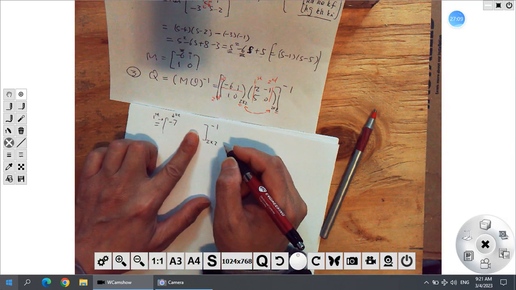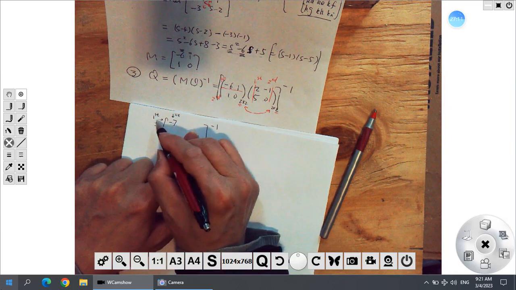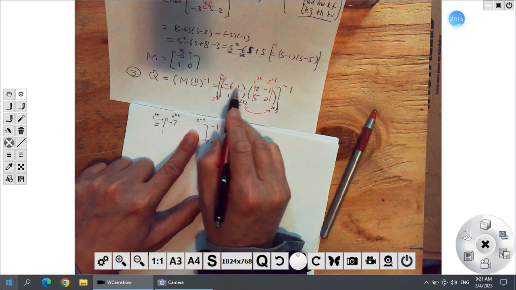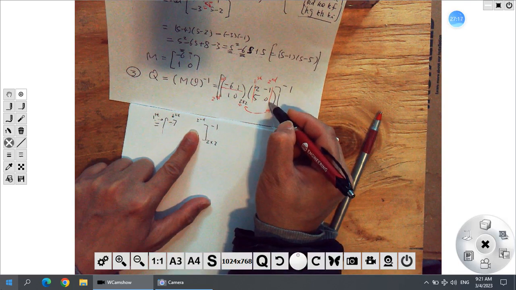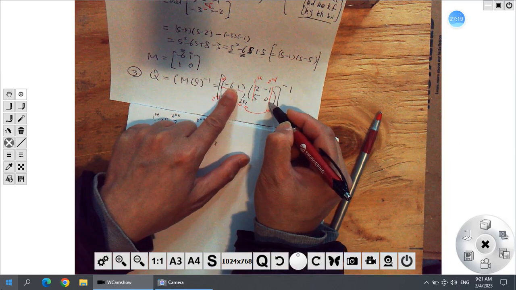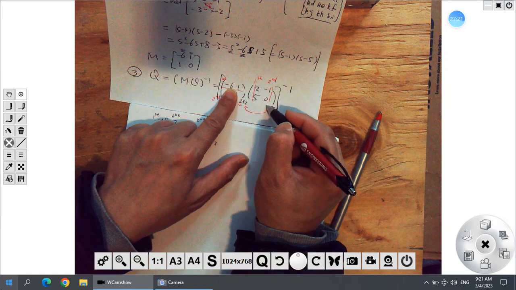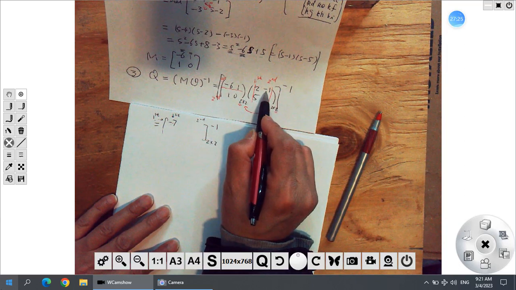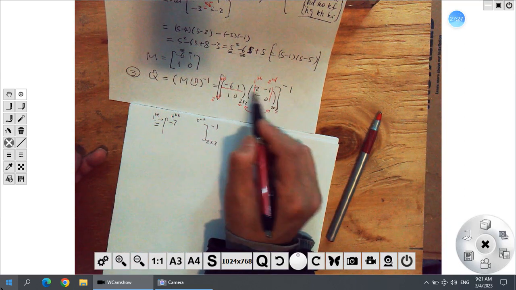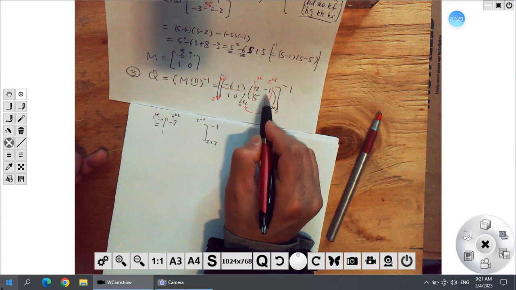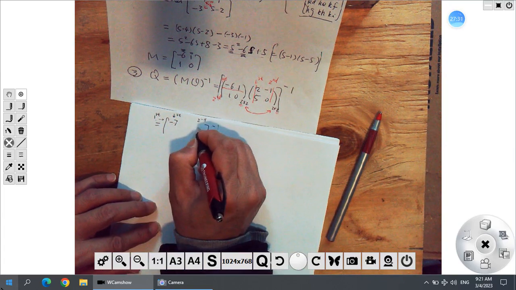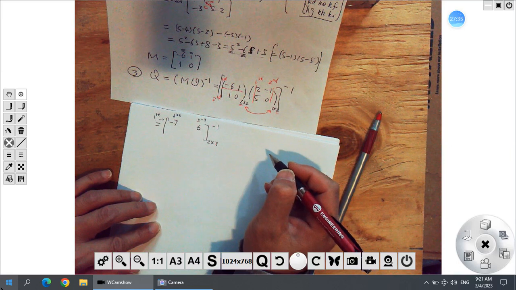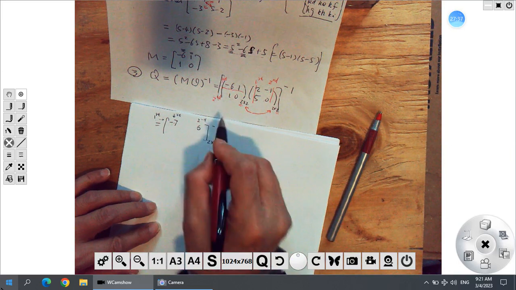Then the second. This is the first row, second column. You see, first row, second column. Okay, I multiply them together. -6 and -1, I get 6, and 1 and 0, I get 0. So 6 plus 0, it is 6. That's 6. All right.